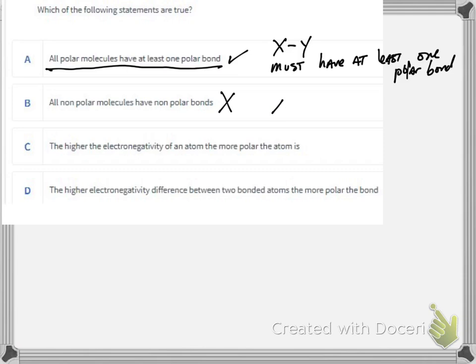So, all nonpolar molecules have nonpolar bonds. That is incorrect, as we've seen in class and we just talked about with CF4. There are 4 very polar bonds, but they overall cancel, right? They contribute in opposite ways, and due to that, they cancel to leave a net effect of a nonpolar molecule.